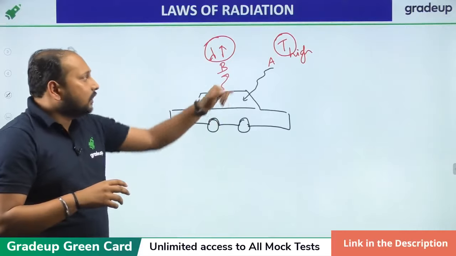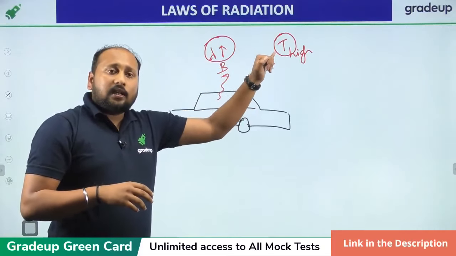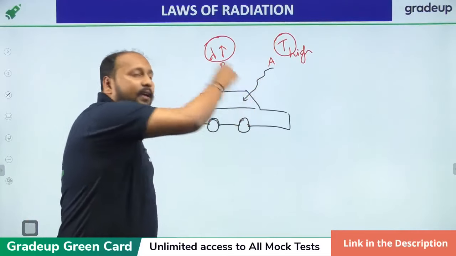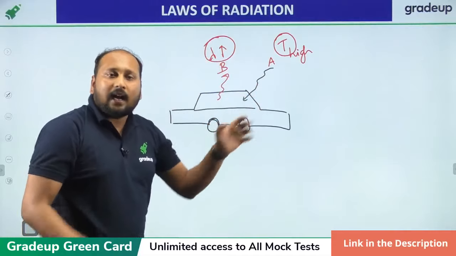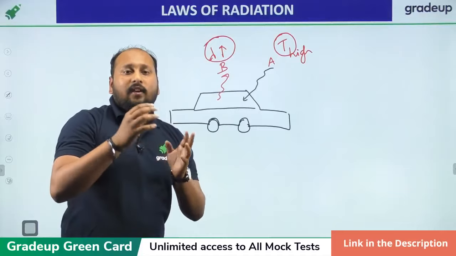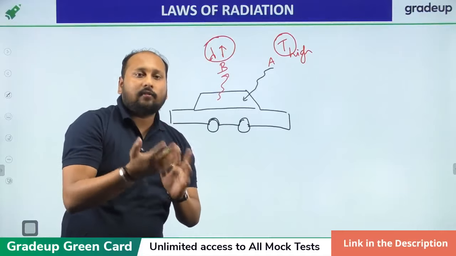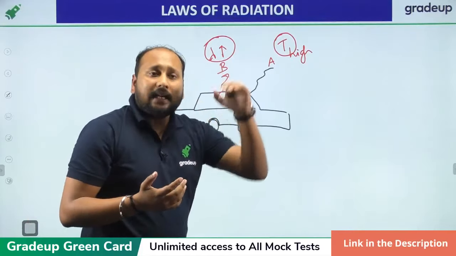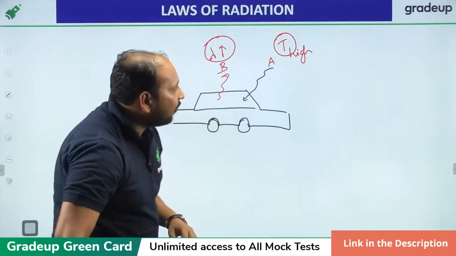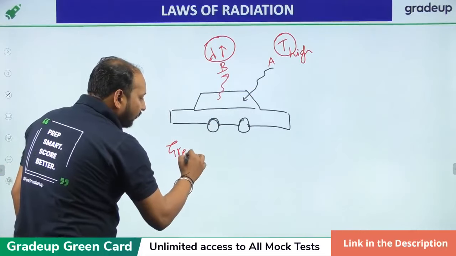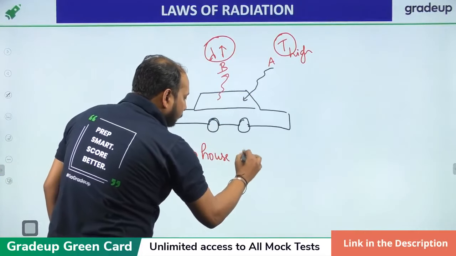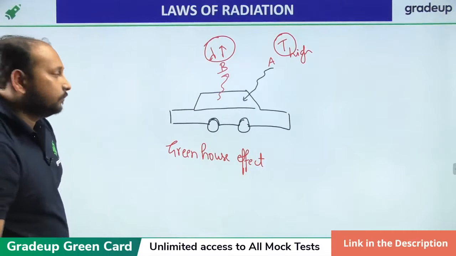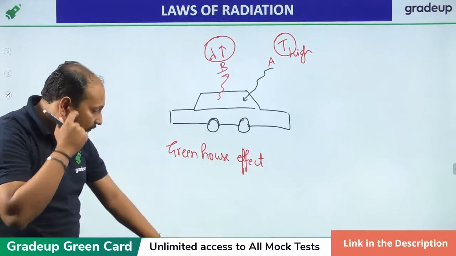Why is it increasing? Because radiation having a shorter wavelength can easily penetrate through the glass and go inside the car. But after reflection, it loses energy and the wavelength increases. So it won't come out of the car, and the temperature inside the car will increase. That is the main reason of the greenhouse effect. Clear? Understood the application of this?